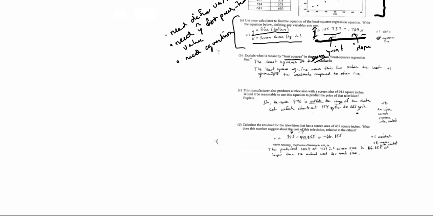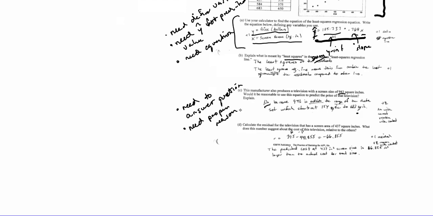For C, it says this manufacturer also produces a television screen with a size of 943 square inches. Okay, would this be reasonable for that? We're talking about extrapolation here, so you need to say no. All right, so you need to answer the question, and then what you need for this one is a proper reason.